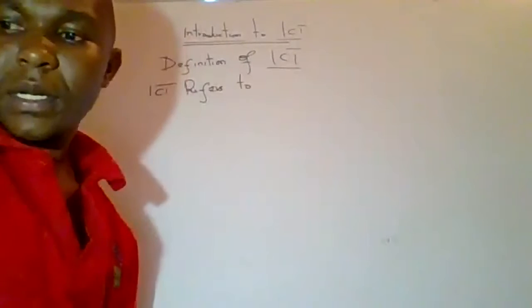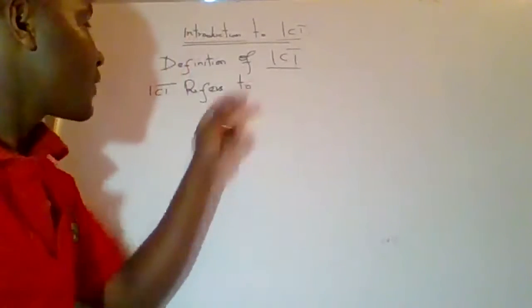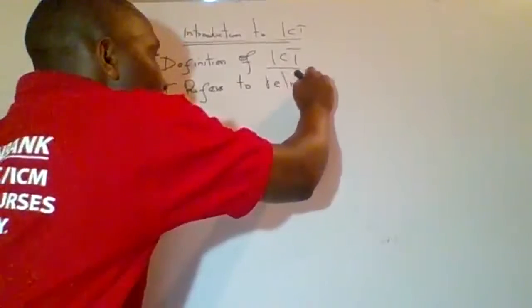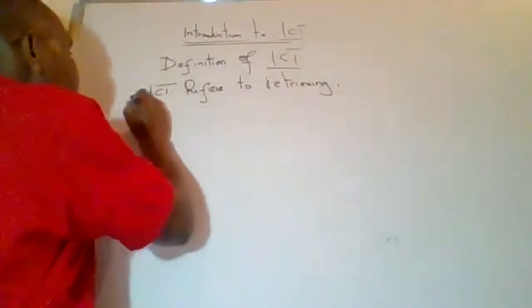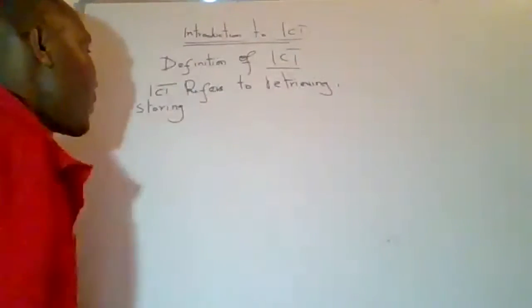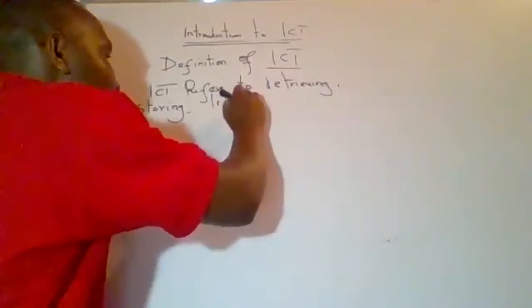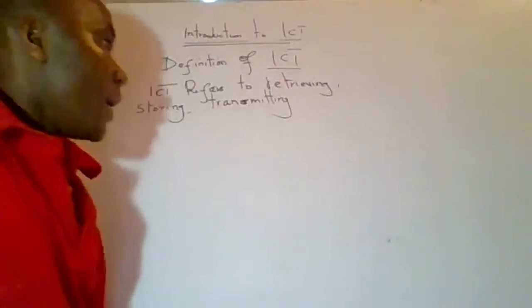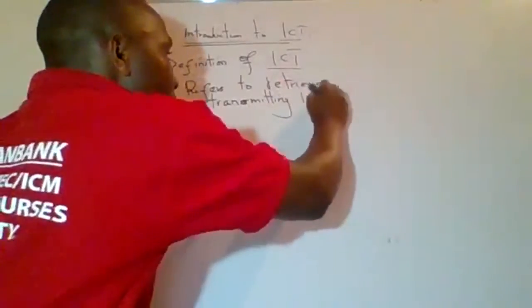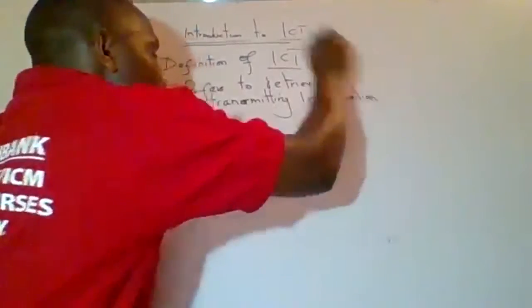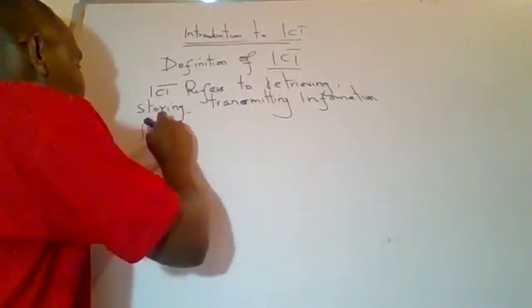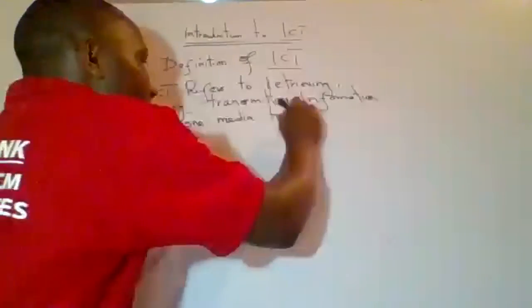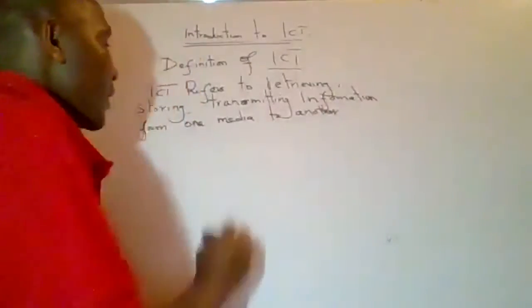ICT refers to retrieving, transmitting information from one media to another one. So it's about what?